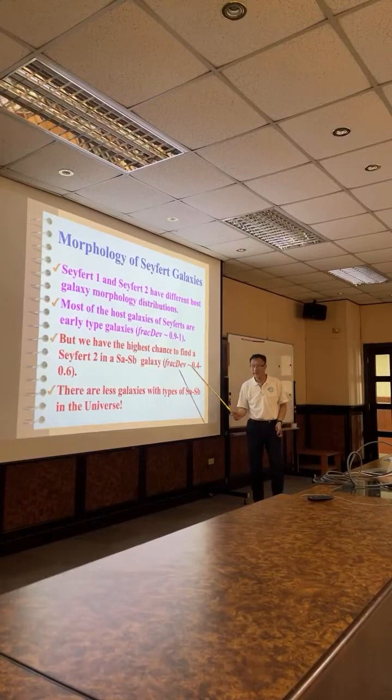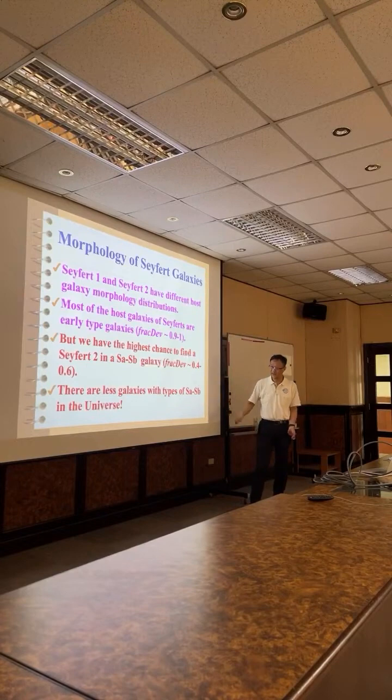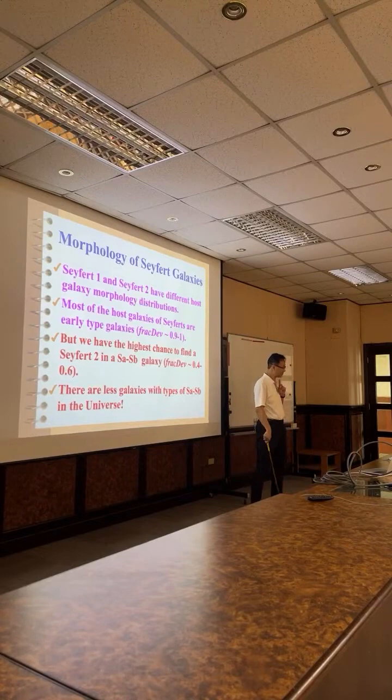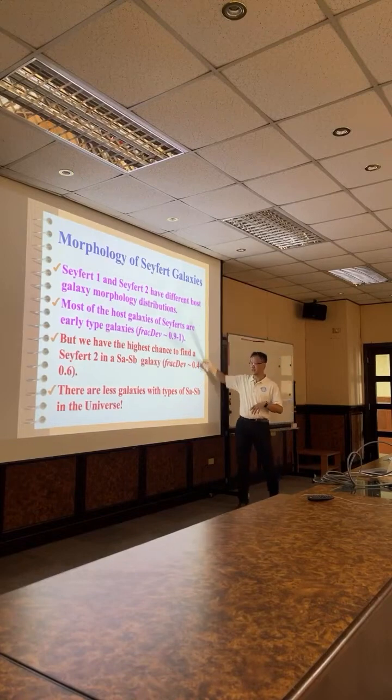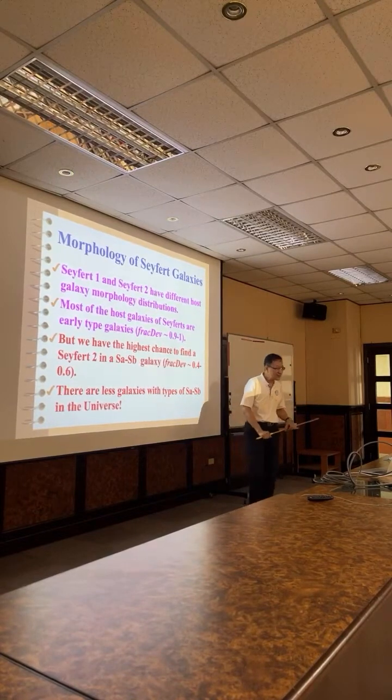About the galaxies, we have the highest chance of finding a similar one in SA and SB. Why? That's because in the universe, there are fewer galaxies of type SA and SB. There are, but let's forget all of them. We just want to answer this.